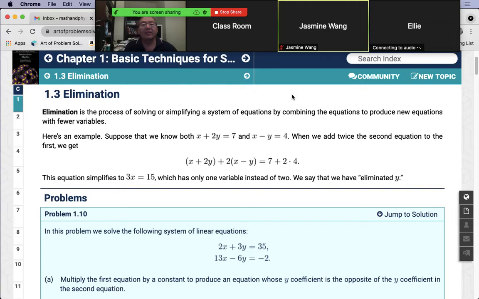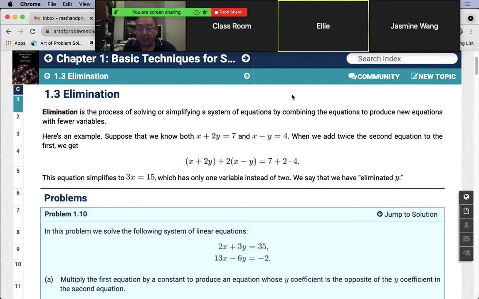Okay, so Jasmine, Annie, today let's learn section 1.3, elimination. Remember last time we learned substitution. Substitution means you represent one variable using another variable, then plug the expression of that variable into another equation, make that equation only related to one variable, then solve that equation, then plug back.